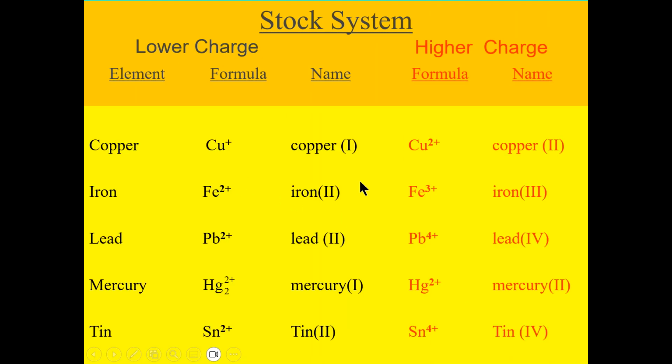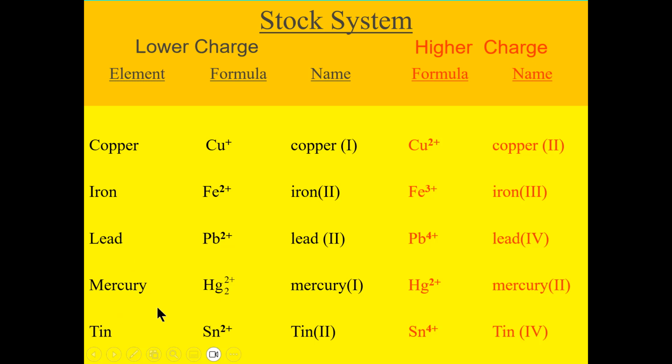So just to give you some examples, copper can exist as an ion with a +1 charge, but it can also exist as a +2 charge ion. So the name of the ion with the +1 charge is copper(I), with the Roman numeral in parentheses, and the charge carried by Cu2+ is indicated in Roman numerals in the name. So the name of that particular ion would be copper(II), where we have parentheses around the Roman numeral 2. And you see basically the rule applied to the different ions indicated here for iron and for lead.